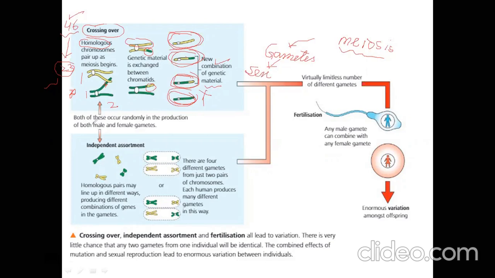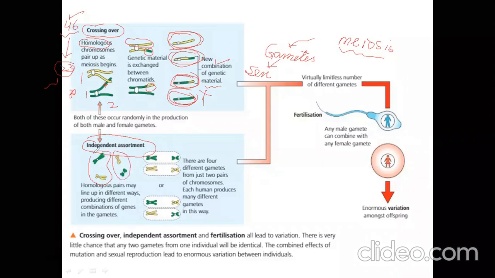Right? Another reason is independent assortment. Independent assortment means that chromosomes make different combinations during formation of gametes. For example, if we check here, we have two homologous chromosomes, and these are two homologous.